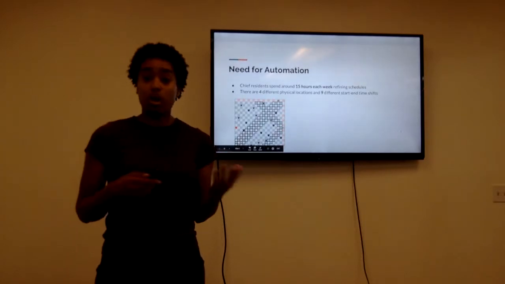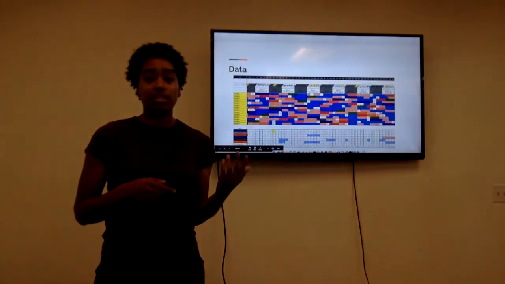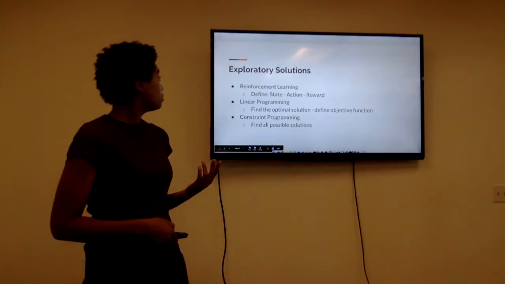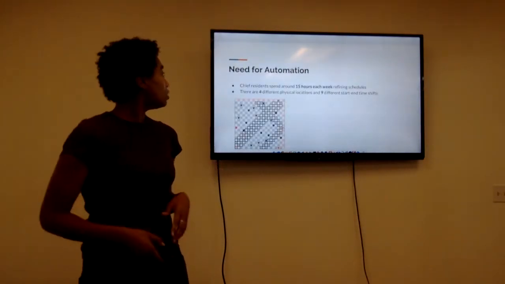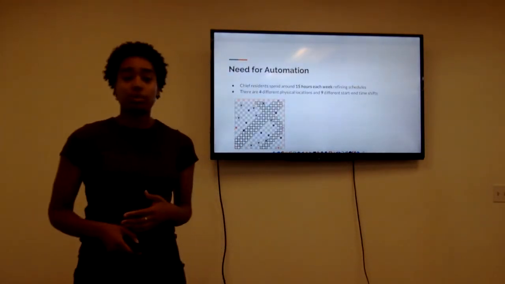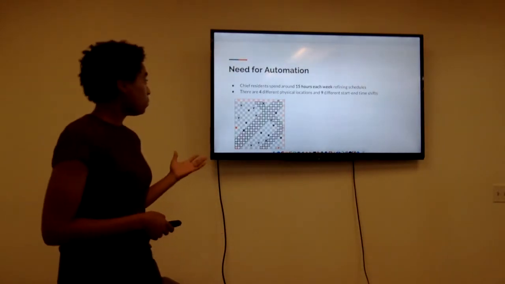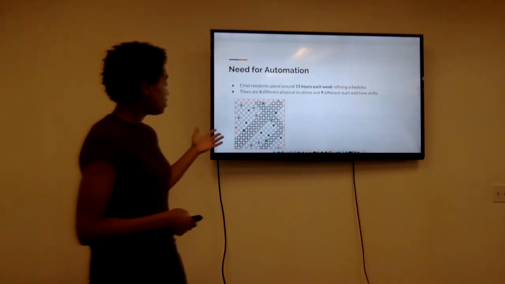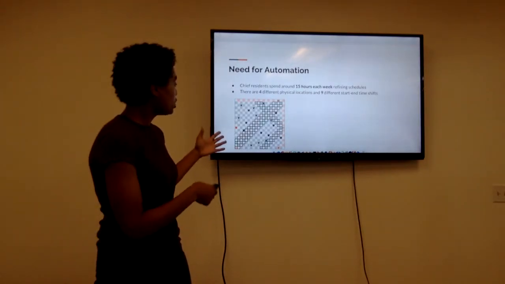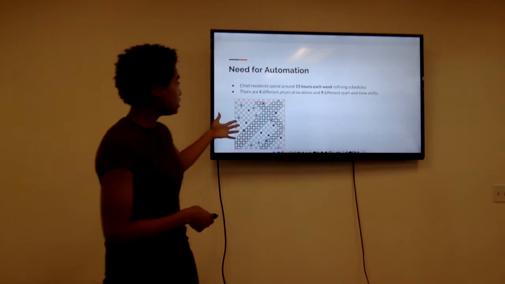Each hospital and each facility spends about 18 hours each week creating a schedule. And it's something like a Sudoku puzzle, because you have shifts and you have residents and you have all of these constraints between those. You need to make all of these pieces fit together.